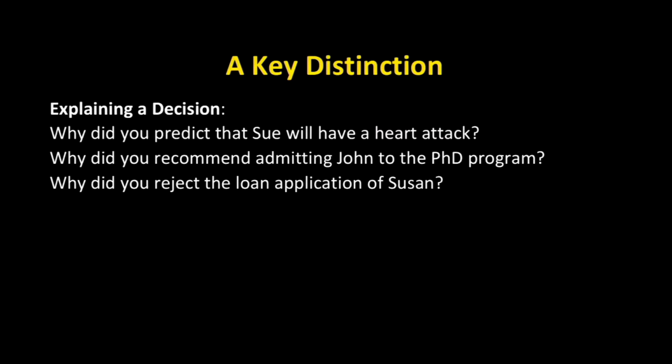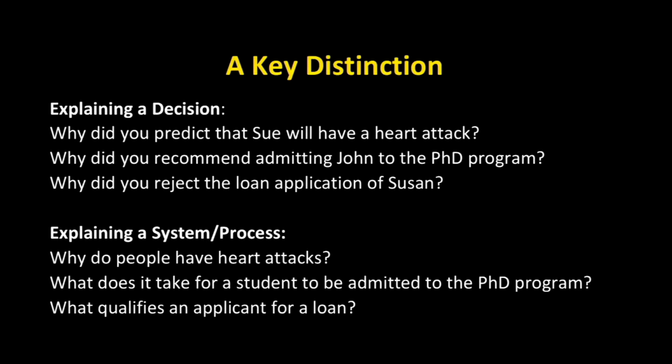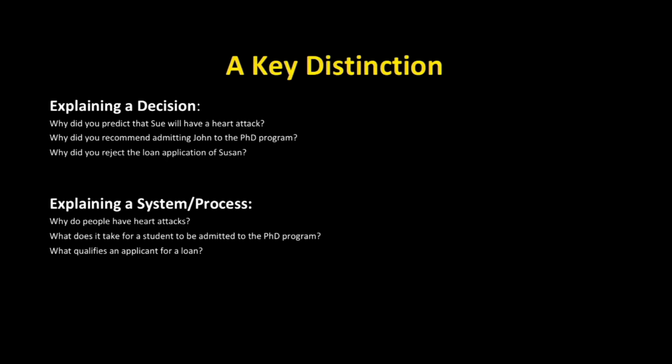This is opposed to explaining a system or process. For example, why do people have heart attacks? That's very different than, why did you predict that Sue will have a heart attack? What does it take for a student to be admitted to the PhD program, and so on? In the second case, I'm explaining a system or a process. And in the first case, the input to the explanation generation process is a classifier and an instance on which you made this decision. And that's what we're going to be talking about next.